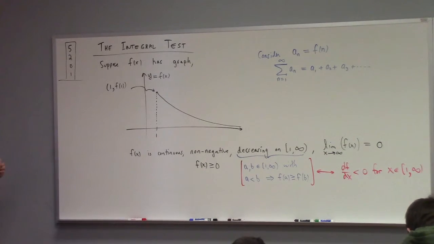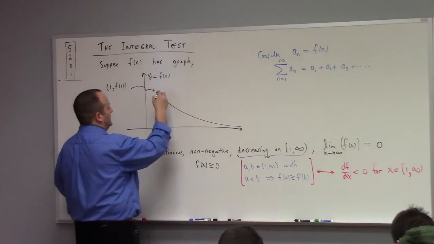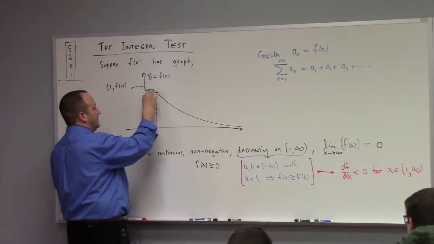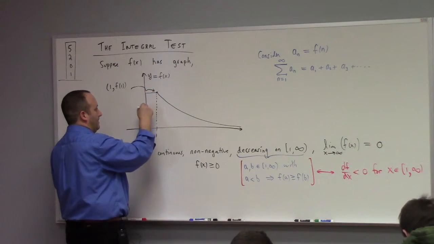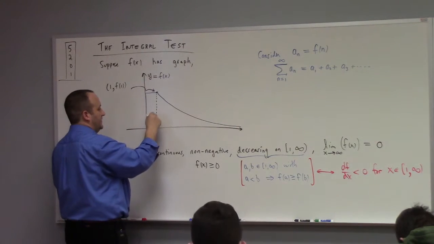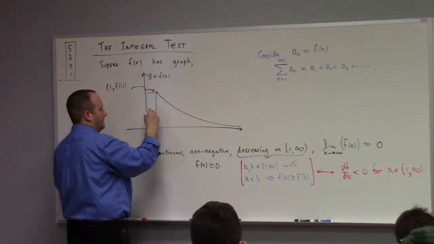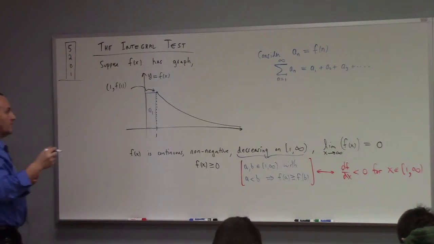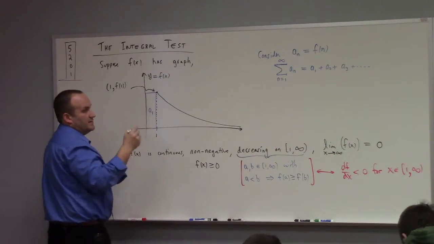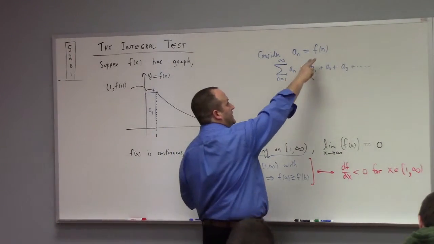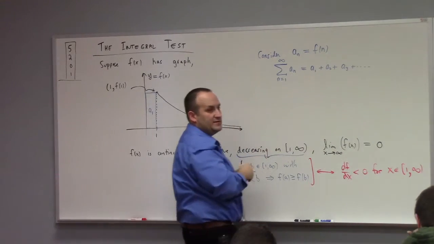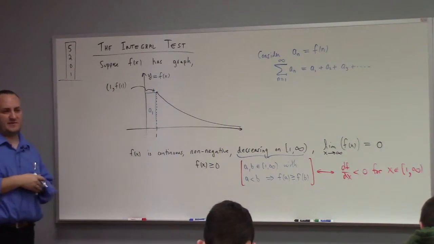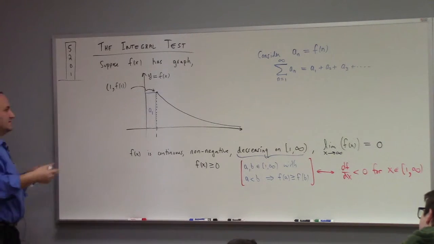Decreasing. So with that in mind, notice that we could draw A1 like this, right? See that? The area of this rectangle is A1, isn't it? Yes. Because the connection between the series and the function is made at 1. You could make a corresponding picture at 0, but I'm going to do it at 1.